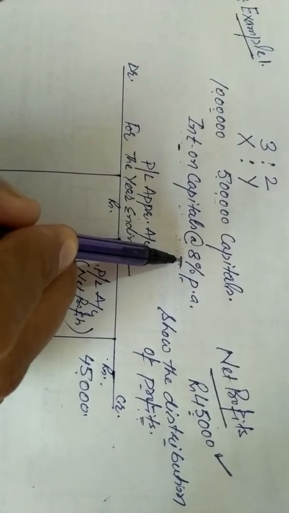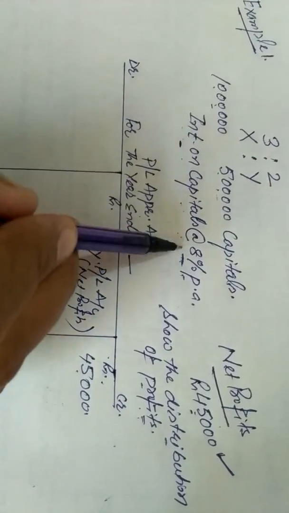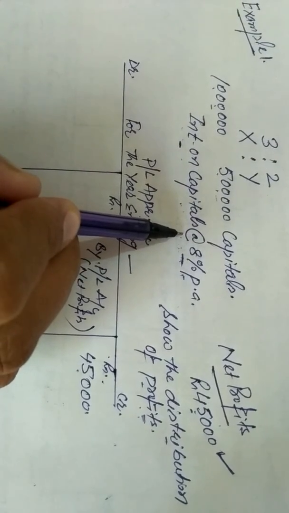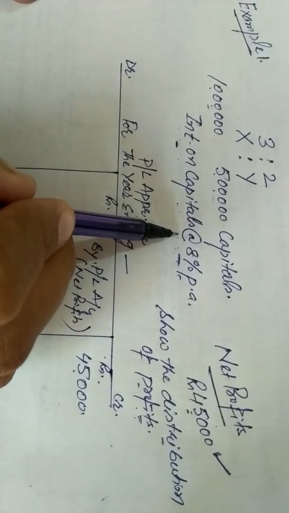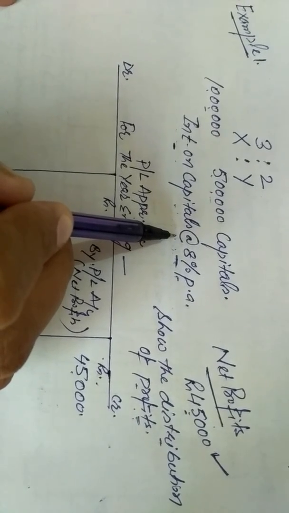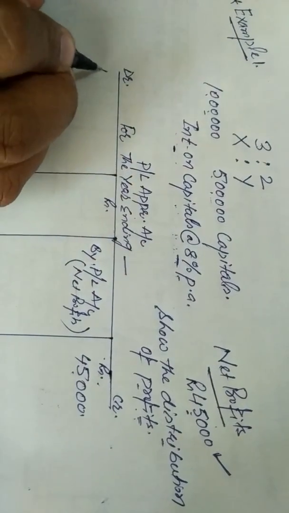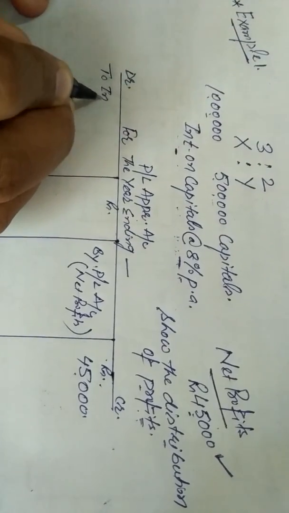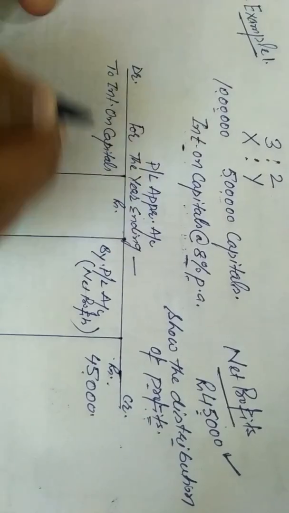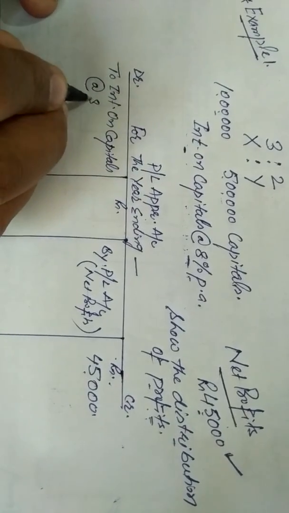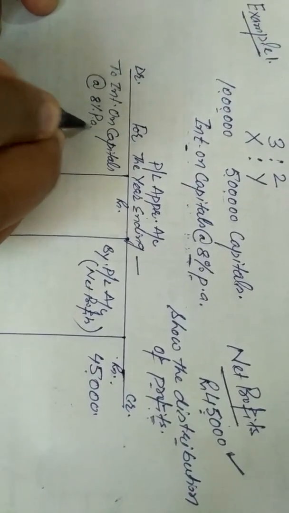But if the question is silent about the nature of treatment, then it is always treated as an appropriation of profit. And because it is an appropriation of profit, it is an expense from the point of view of the firm. That's why it is recorded on the debit side: interest on capital at the rate of 8% per annum.